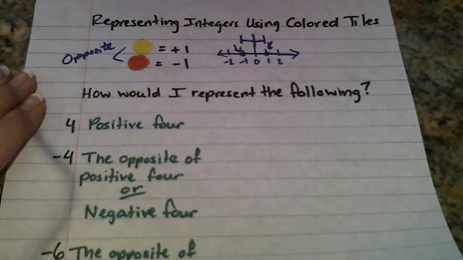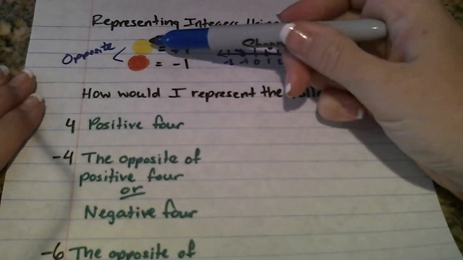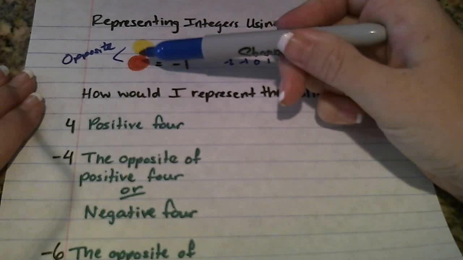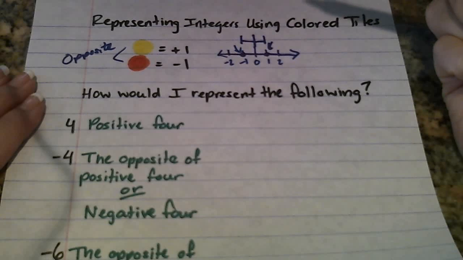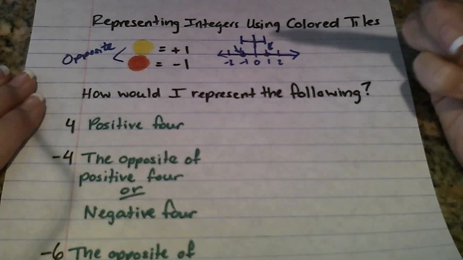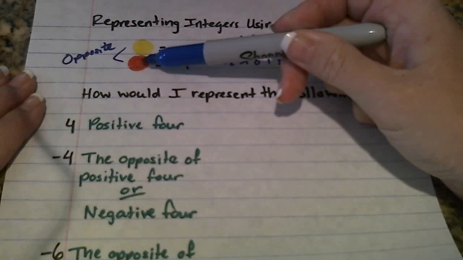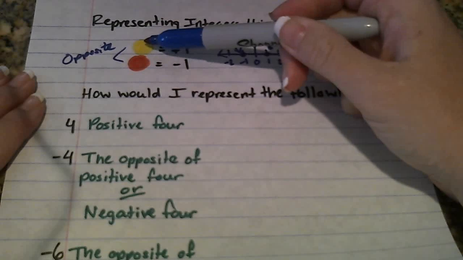So if I were looking to diagram or draw the opposite of 3 yellow chips, I would be drawing 3 red chips. If I were looking to diagram the opposite of 4 red chips, I would be drawing 4 yellow chips.